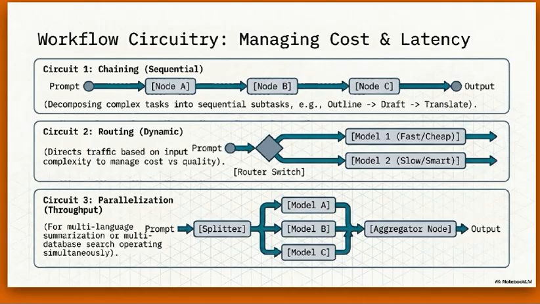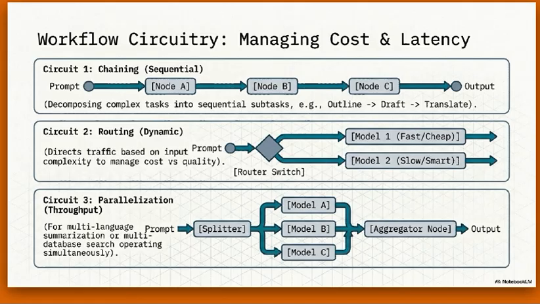A prompt hits a splitter node, fans out to model A, B, and C simultaneously, and then an aggregator node synthesizes the parallel outputs. This is a classic MapReduce pattern adapted for GenAI. Right. If a financial analyst needs to summarize earnings reports across 5 different companies, you don't process them sequentially. You fan out 5 concurrent Lambda invocations, process the summaries in parallel, and then fan into an aggregator model that formats the final report. So you drastically reduce the overall wall clock latency compared to a sequential chain.